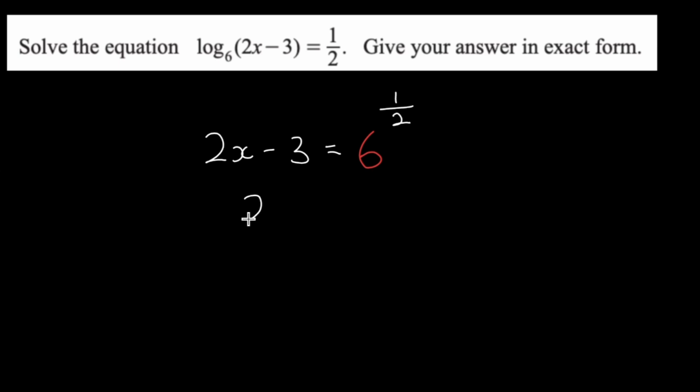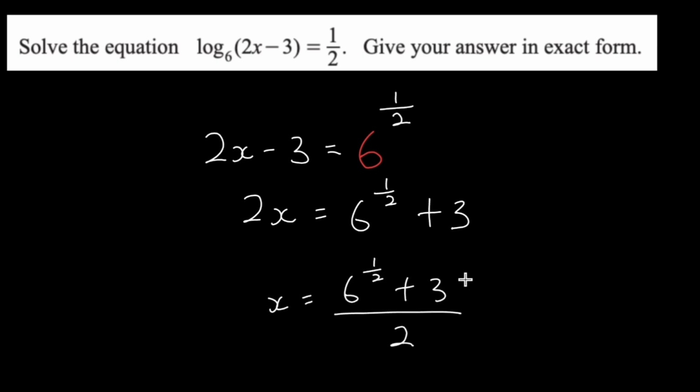Then we solve by adding 3 to the right hand side, moving the minus 3. So it's 6 power 1 over 2 plus 3. And then finally, we can divide by 2. This is a 2 times x. So x is equal to all of that divided by 2. If you want, you can write 6 power 1 over 2 as the square root of 6. So for example, something like this would be fine as well. Root 6 plus 3 over 2.